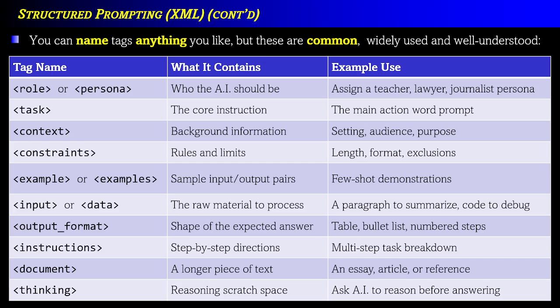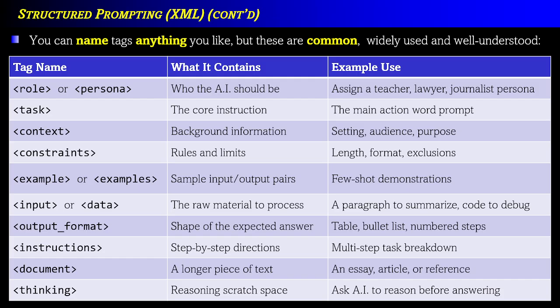So I've presented them in this table here. These are ones that are widely used and well understood. So a tag name like role or persona contains who the AI should be. And for example, you could use it to assign a teacher or lawyer or journalist persona to the prompt. A tag name like task contains the core instruction. And for example, it gives the main action word prompt.